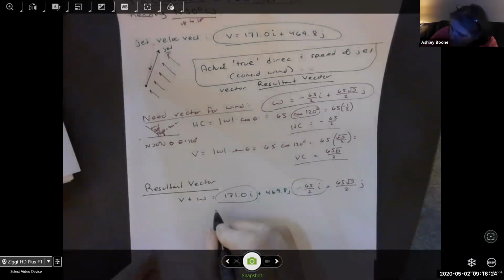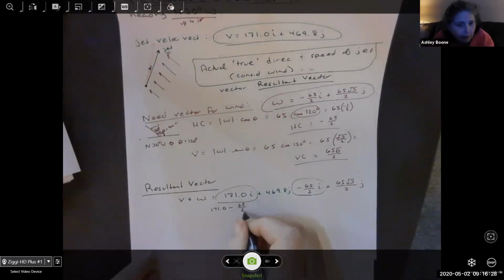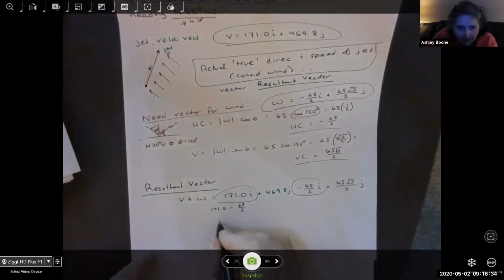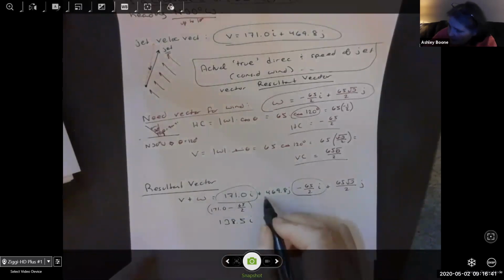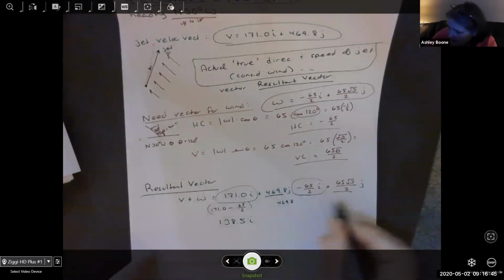So we'll have 171.0 minus 65 halves. I'm going to go ahead and evaluate that. 171.0 minus 65 halves is approximately 138.5 I. Then we're going to deal with the J's. 469.8 plus 65 root 3 over 2.